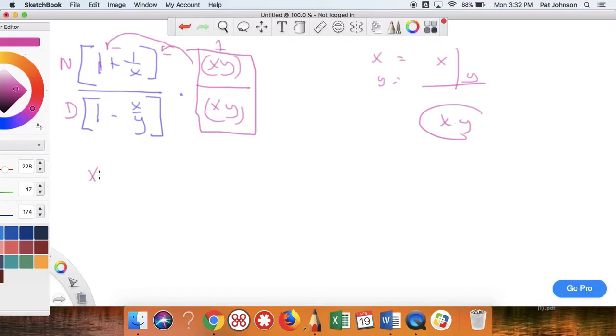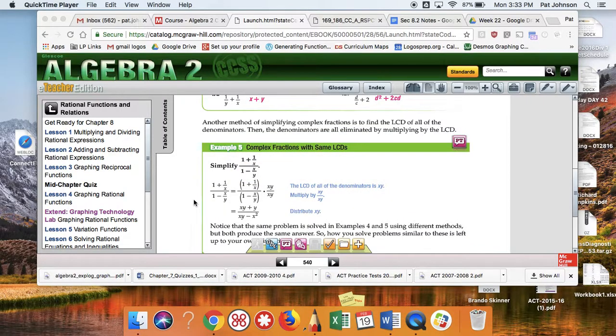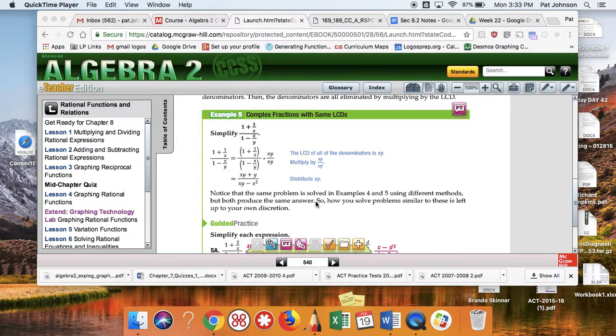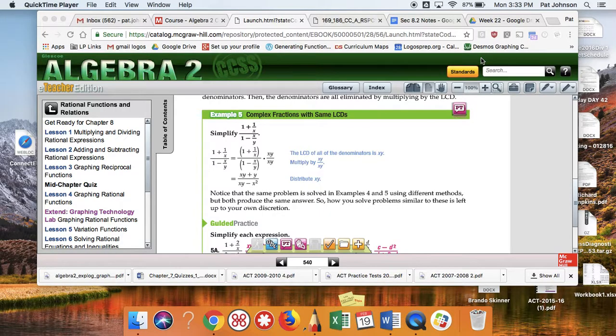So I end up with xy plus, now this is where you gotta know fraction rules. The x's cancel out, I'm left with y over 1 or simply y plus y. When I do that here, I get xy minus, you have xy times x over y. My y's cancel out, I'm left with what? x squared, so minus x squared, okay, and is that what we got? Yes, so we got xy plus y over xy minus x squared.